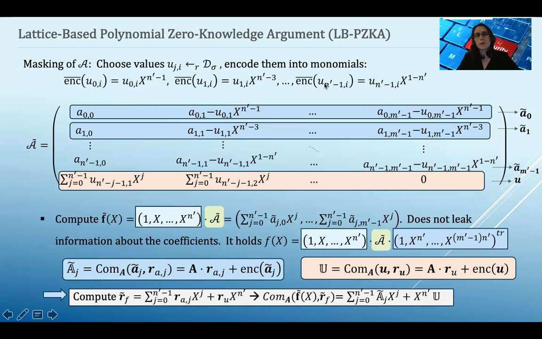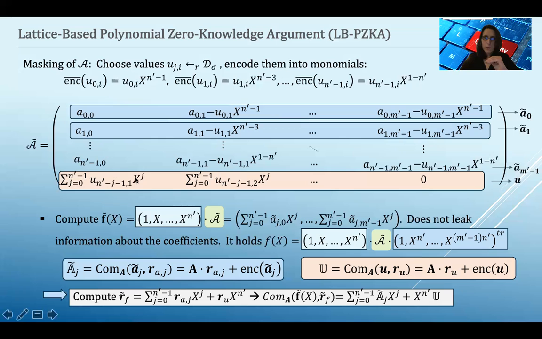we get the encoding of u_{n'-1,i} as u_{n'-1,i} times x to the power of 1 minus n'. Then the masking matrix is constructed as follows. The first column remains the same, unchanged, and all the remaining columns will be masked. So we subtract from each original entry of the original matrix A the corresponding masking values as we have generated here. And additionally, we also need to add an additional row to this matrix, and this row looks as follows.